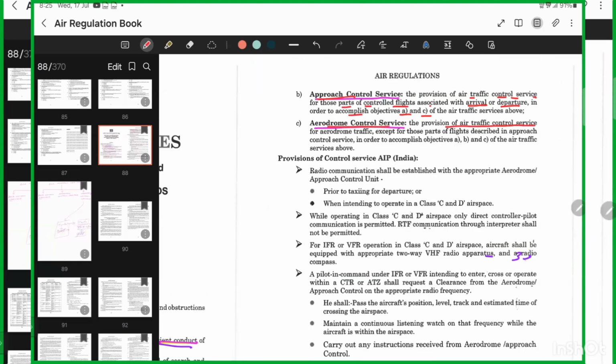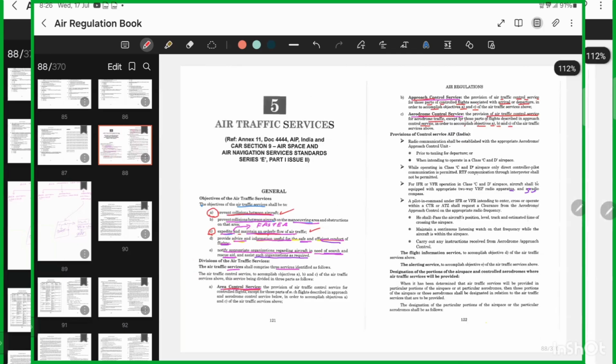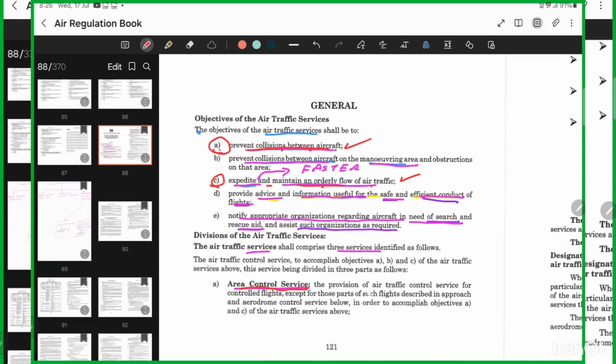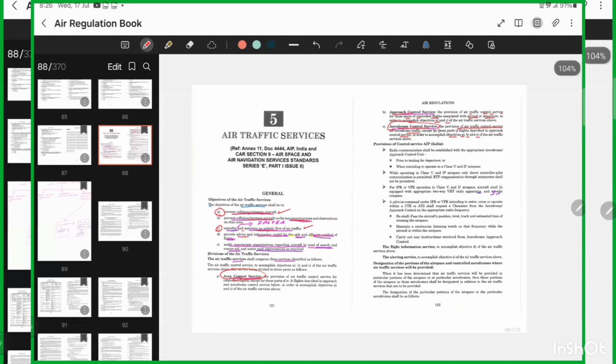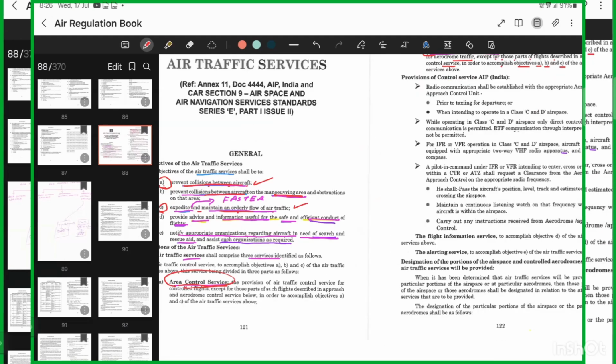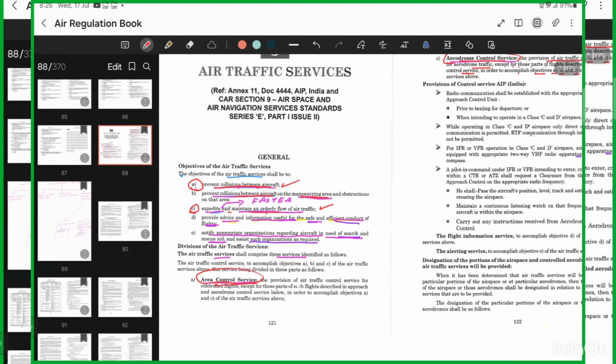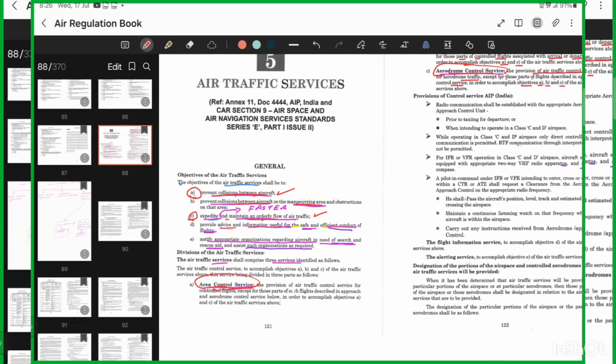Now let's come to aerodrome control service. It is the provision of air traffic control service for aerodrome traffic, except for those parts of flights described in approach control service, in order to accomplish objectives A, B, and C of air traffic control service above. So A, prevent collision between aircraft. B, prevent collision between aircraft on the maneuvering area. This was not there for area control service and approach control service. Why? Because the maneuvering area comes under whom? Aerodrome control service, that is the tower. What is the maneuvering area? The taxiing area, apron, and runway.